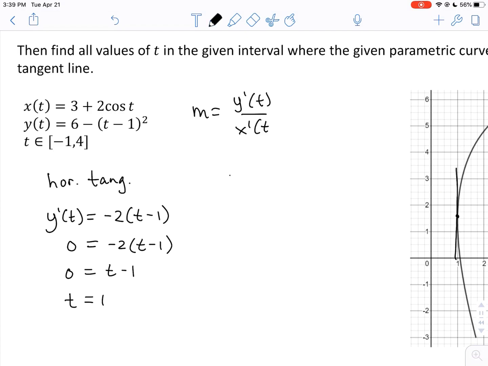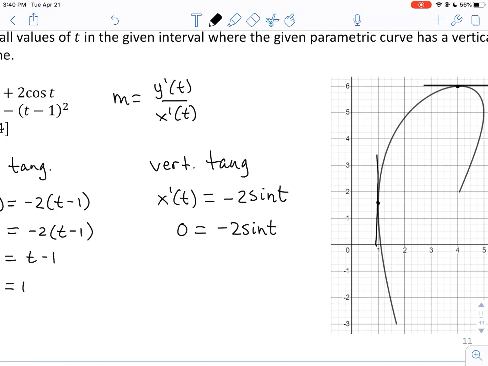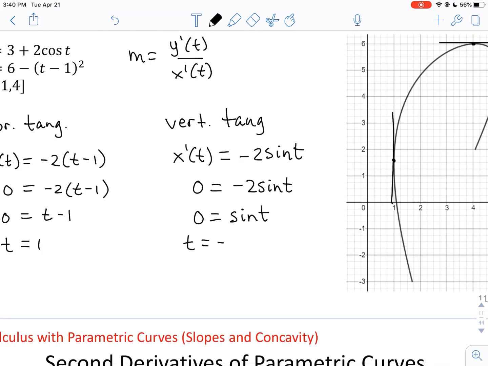If you want to do the vertical tangent, then you set the denominator derivative equal to 0. X prime of t is equal to -2 sine t, and we want this to be equal to 0. This just means that sine of t has to be 0. Well, sine will be 0 at 0 and all multiples of pi. So t could be -pi, or 0, pi, 2 pi, etc.